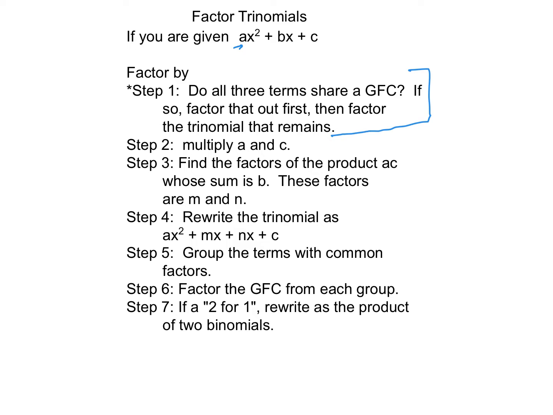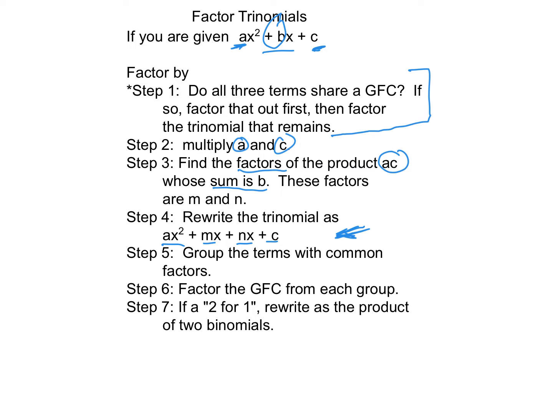Okay, so after you factored out your greatest common factor, if there is one, multiply a times c. So a is your coefficient of your x squared, and c is your constant. And you want to find all the factors of the product AC whose sum is b. These factors will be your m and your n. Once the sum equals b, you know what your m and your n are, rewrite it this long way: ax squared plus mx plus nx plus c.